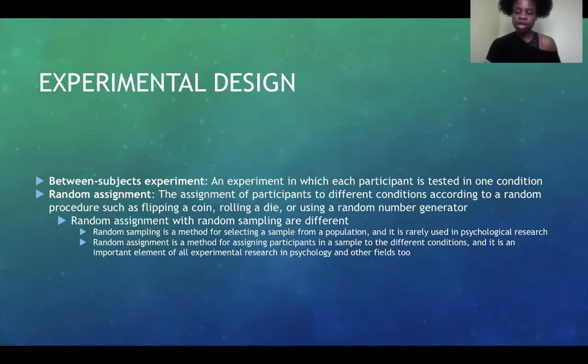The primary way that a researcher accomplishes this kind of control of extraneous variables across conditions is called random assignment, which means using a random process to decide which participants are tested in which conditions, okay? Again, going over some terms that were covered in chapter 1 and chapter 2. Random sampling is a method for selecting a sample from a population, and it is rarely used in psychological research. Okay. A random assignment is a method for assigning participants in a sample to different conditions, and it is an important element of all experimental research in psychology and in other fields as well.